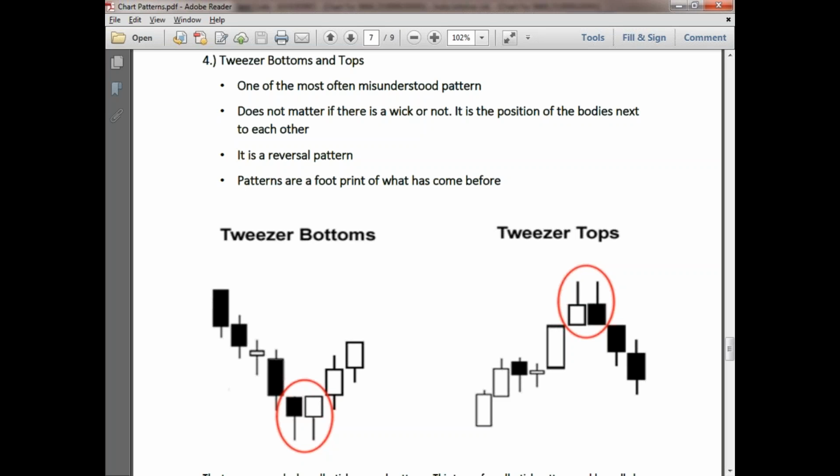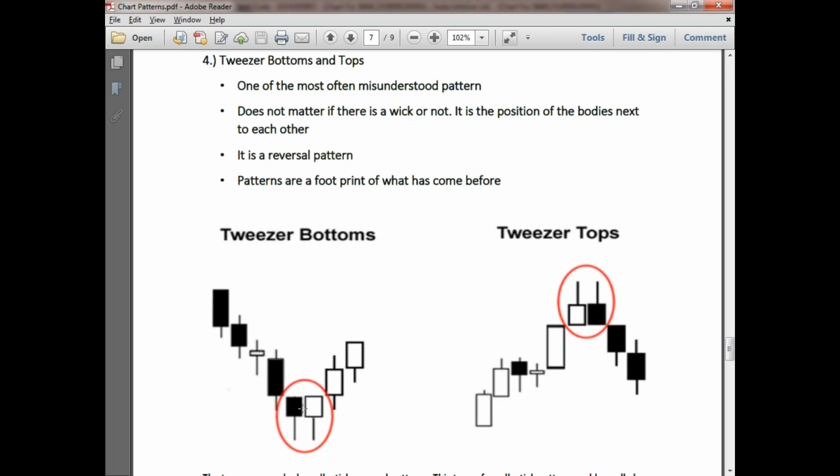Okay, so tweezer bottoms. Tweezer bottoms usually happen when there is a market reversal. It is one of the most often misunderstood patterns, because usually people don't understand what it means. If they have to take a bullish stand or a bearish stand, almost both of them look exactly the same, other than the color. The positive one and the negative one look just like each other. It does not matter if there is a wick or not, it has the position of the bodies next to each other. So if there is a wick above or below, it does not matter.